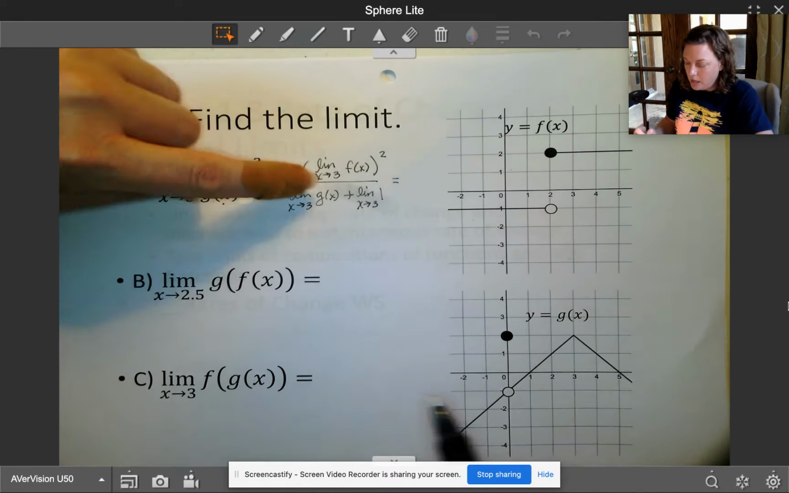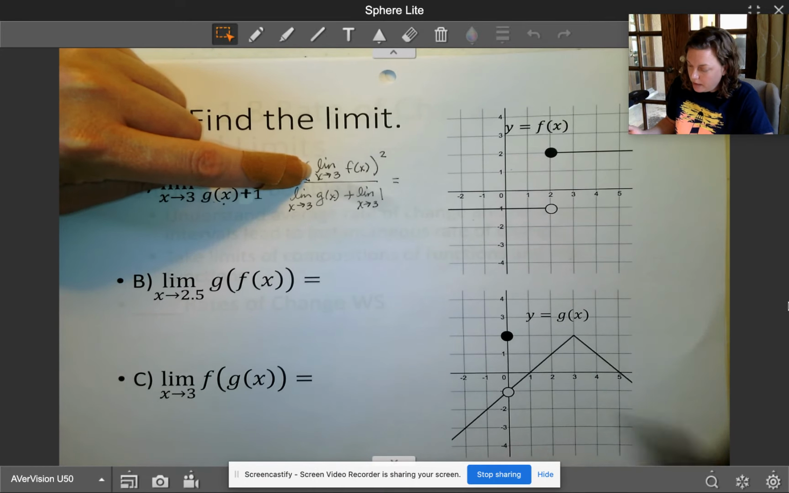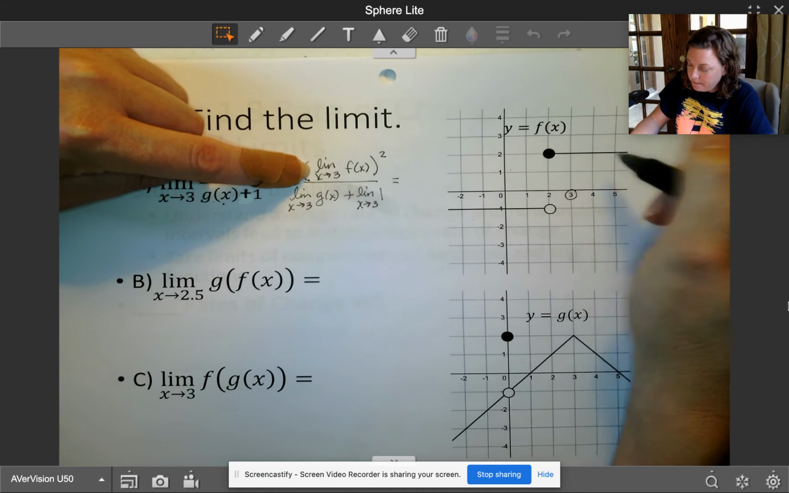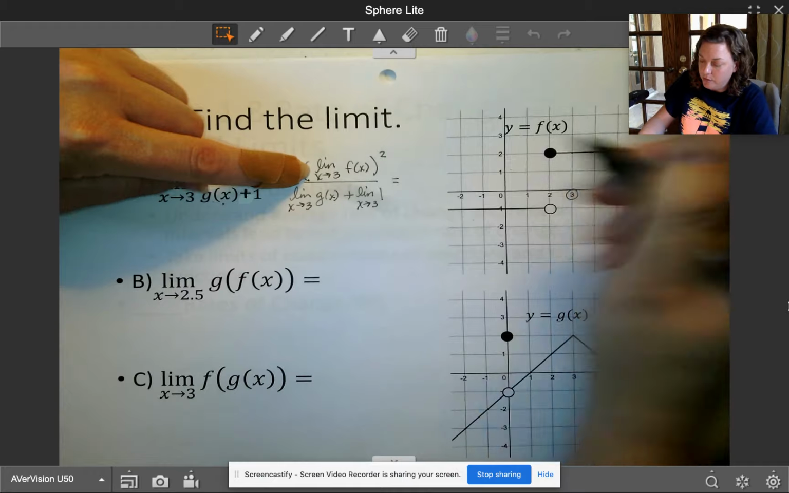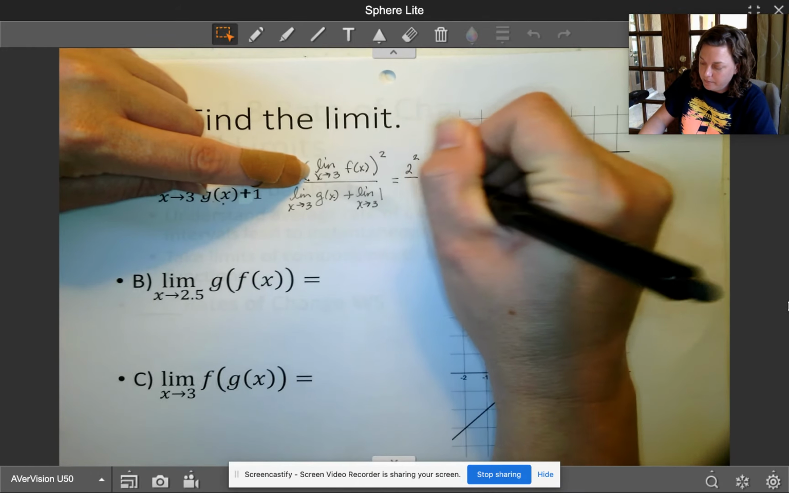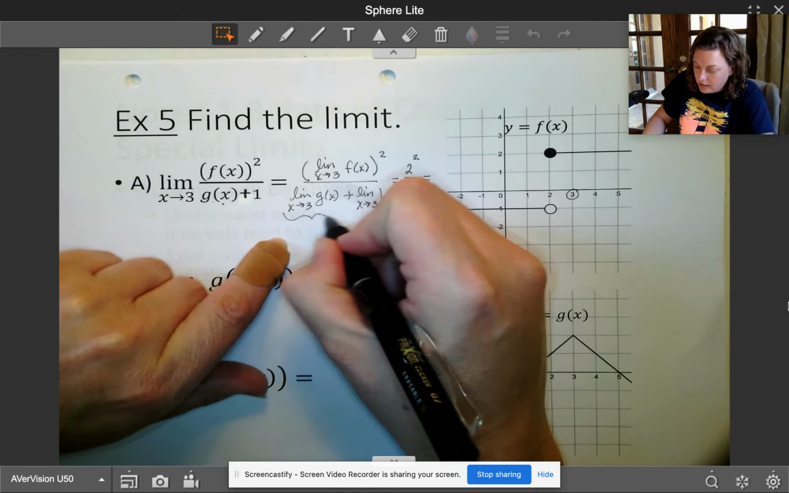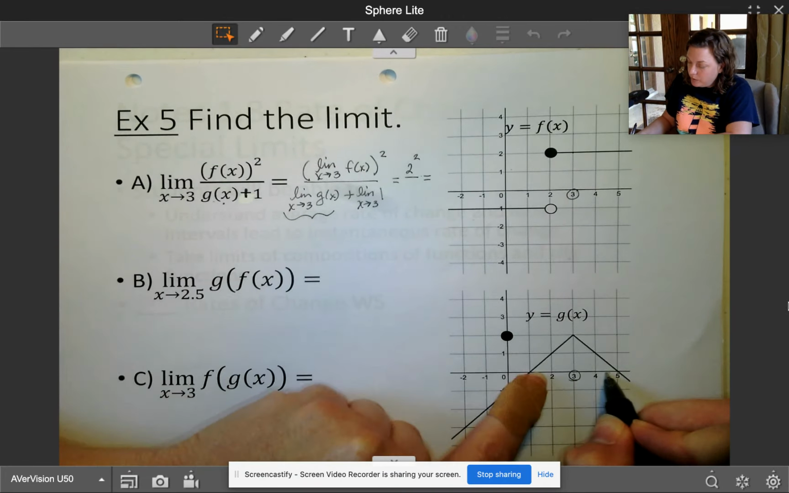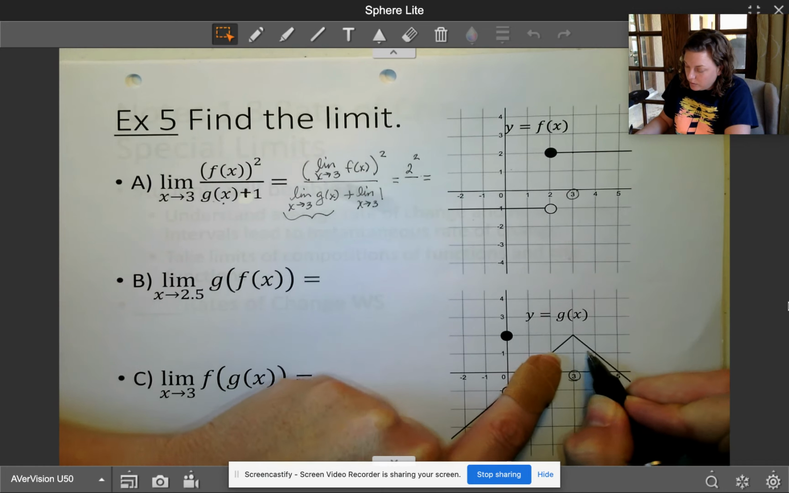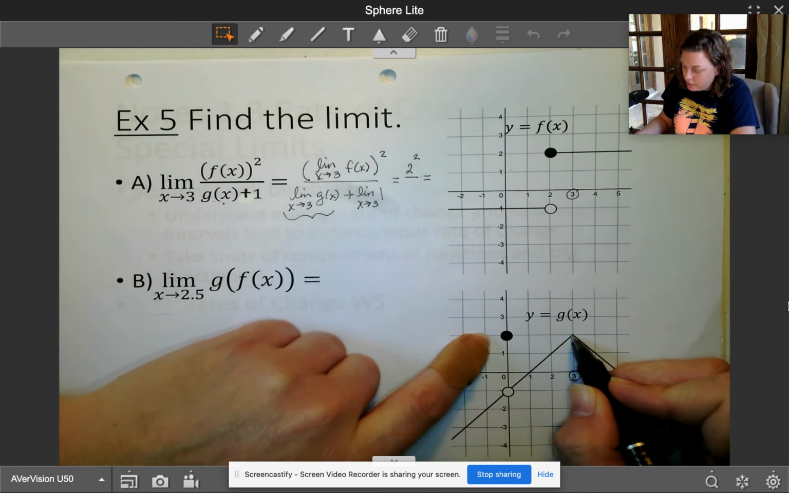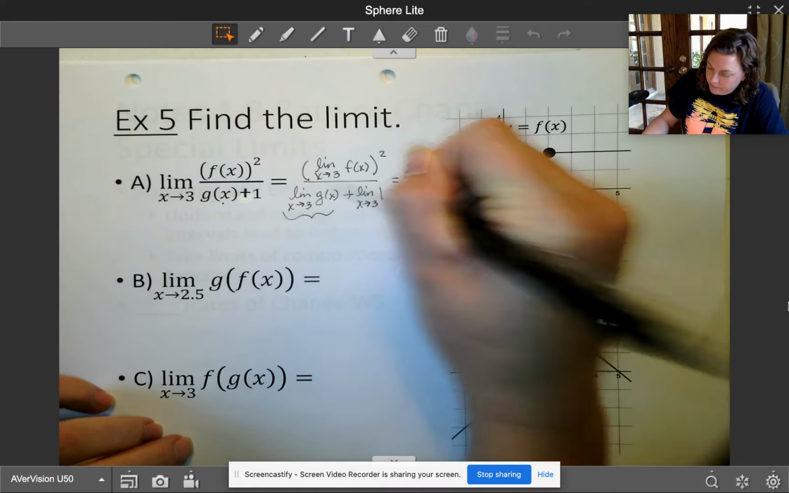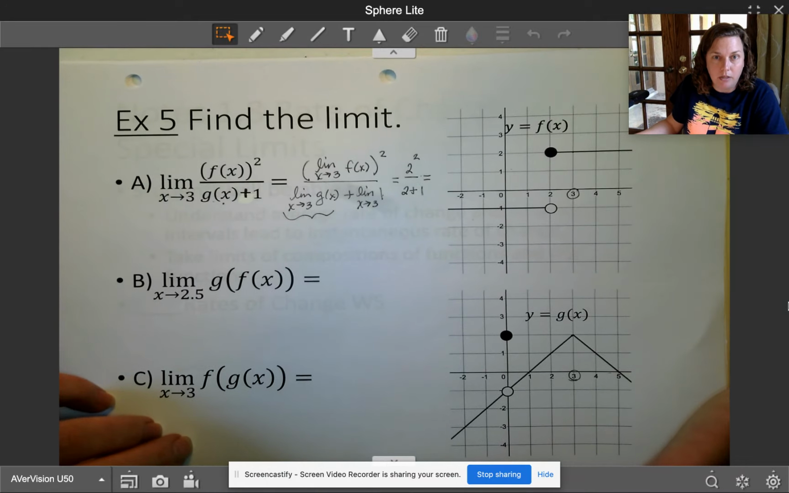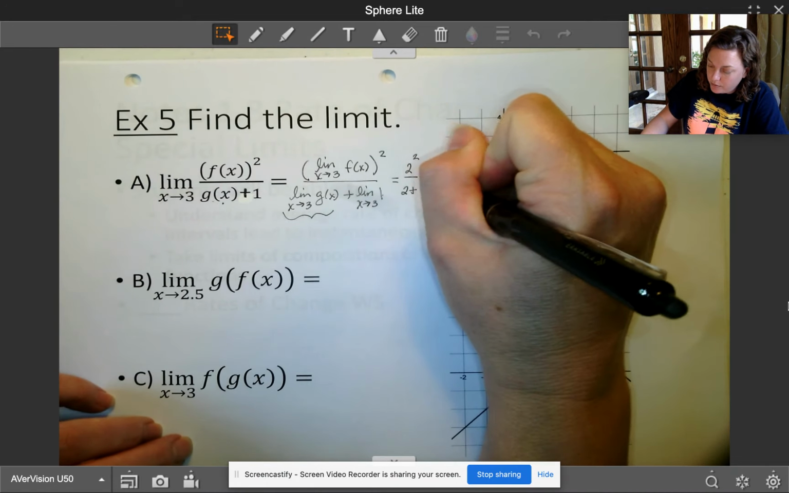Let's see what happens. The limit as x approaches 3 of f of x. Here's my f of x graph. As x approaches 3, our function approaches the value of 2. So that's just 2 squared. And let's see, the limit as x approaches 3 of g of x. Well, here's 3. And as we approach from the left and the right, we're approaching the value of 2. And then here we have the limit of a constant is just the constant. So this is 4 over 3, it looks like.